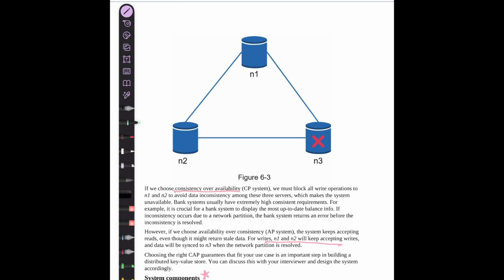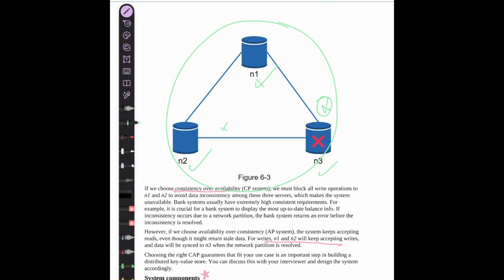Say someone says I need to focus on consistency. What does consistent mean? N1 should have the same data, N2 should have the same data, and N3 should have the same data. But how would it be possible? For example, what if N3 goes down? You still need to make sure that all three have the same data. Since this is down, you can't allow any writes to N1 and N2.